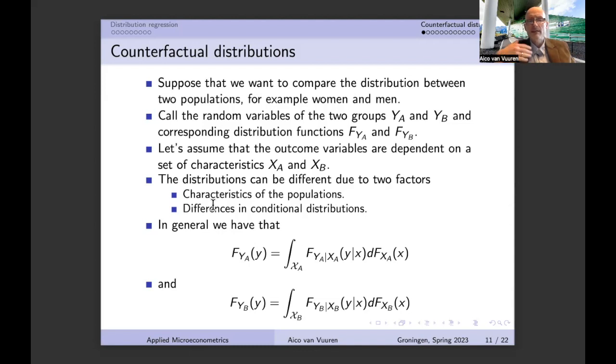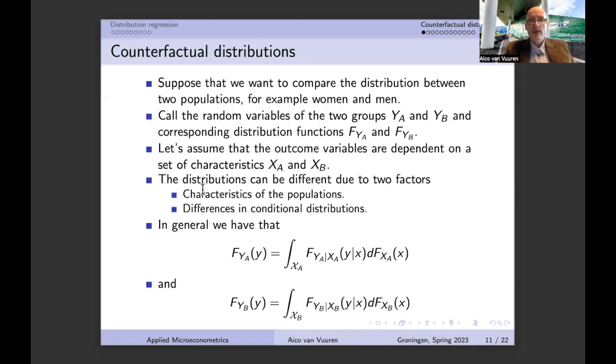There may be differences in the way that these populations are paid for their characteristics. It could be possible that the A and B population, for example women and men, are identical to each other in terms of characteristics, but there can still be a difference in the distributions simply because for these characteristics the groups are differently paid. The question of course arises, how could it be possible to look at these two different things that we have over here?